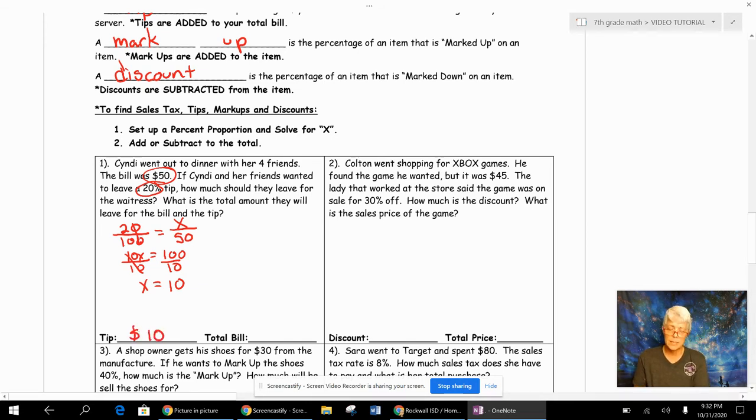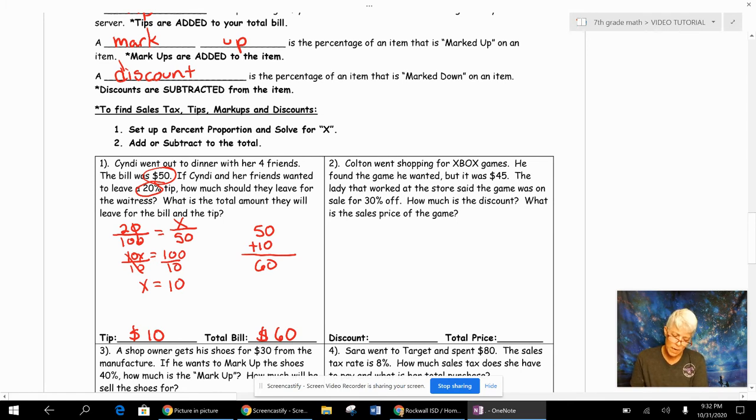Okay, but that's not my total bill. To find my total bill, I take the original bill and I add the tip. And now I have the total bill, which is $60. Let's go to the next one.